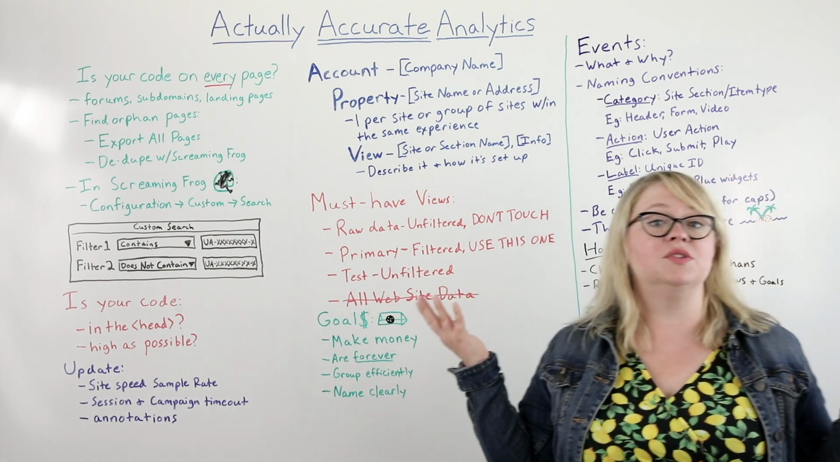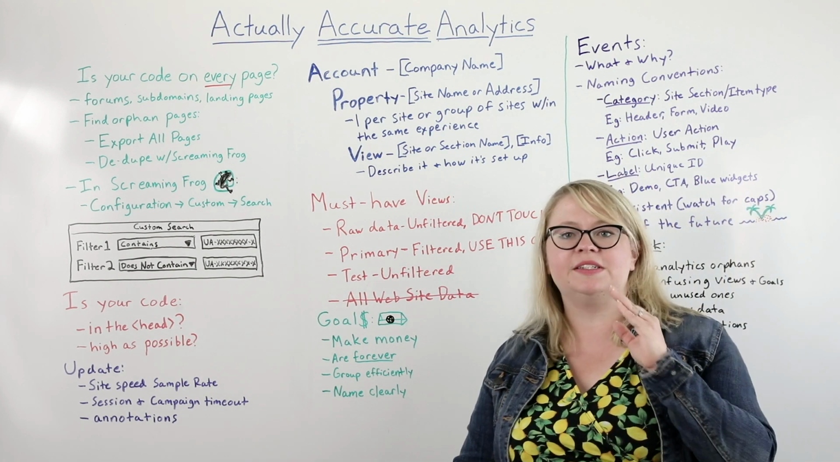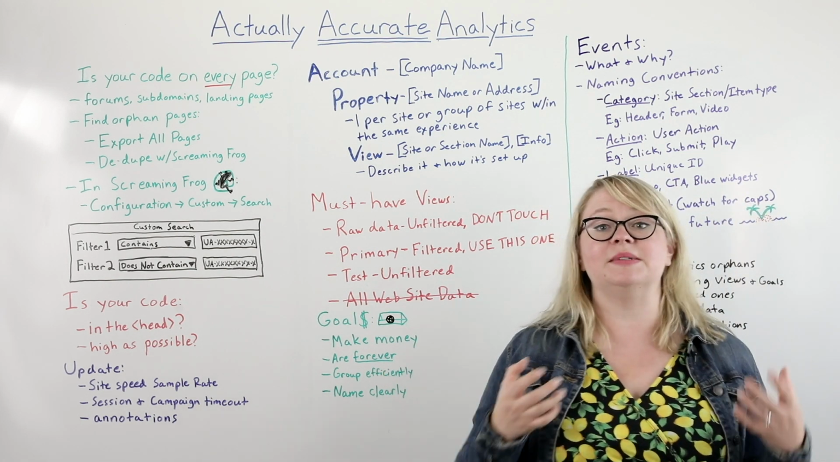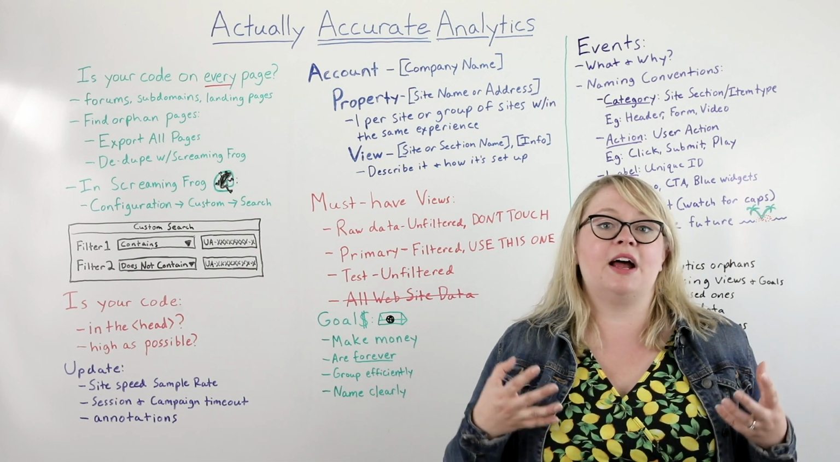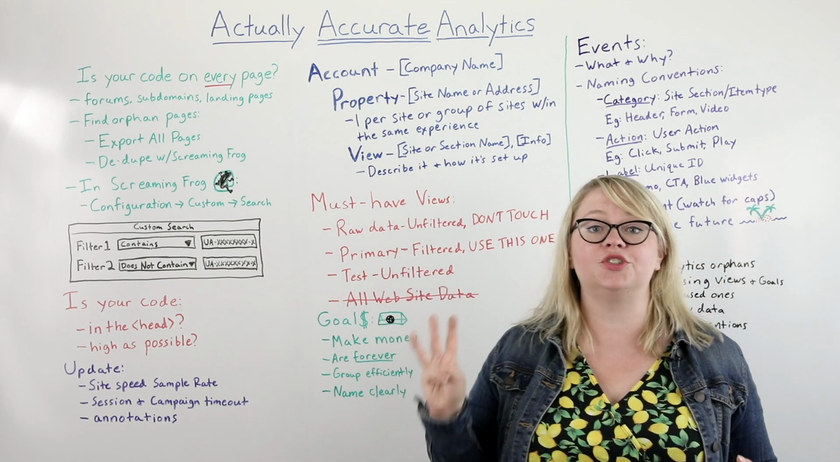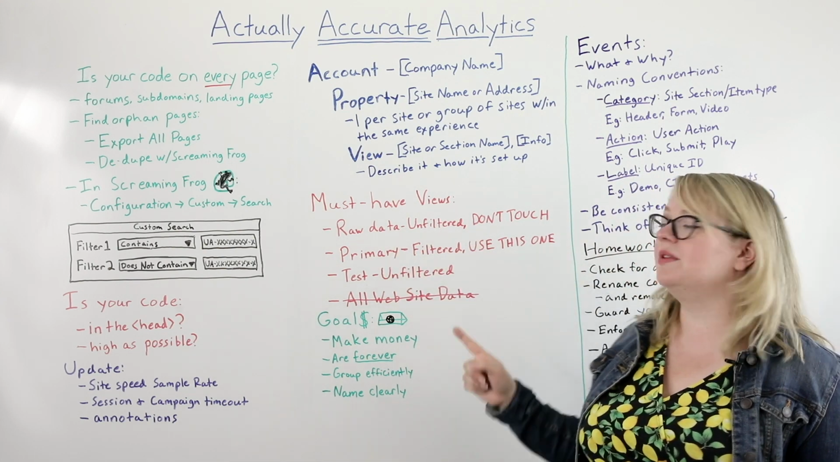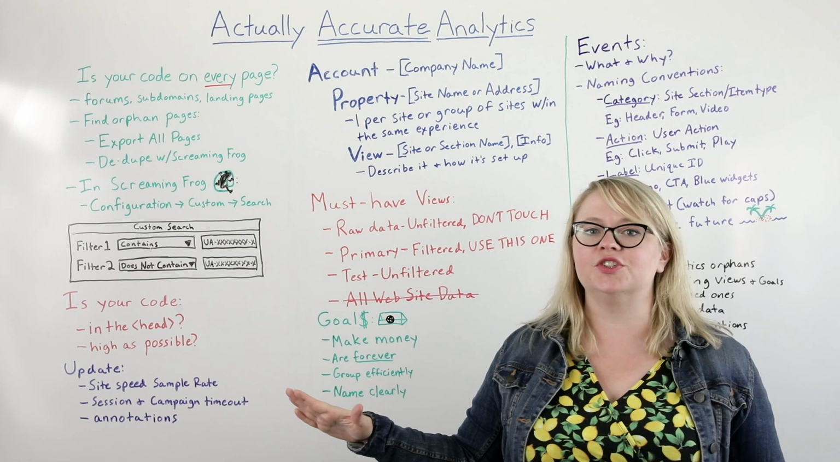And you can have as many views as you want. You can set up views for very small sections of your site, for very specific and weird filters. If there's some customizations you want to do, you can set up as many views as you need to use. But I think there are 3 views that you should make sure you have. The first is a raw data view. This is a view with no filters on it at all.